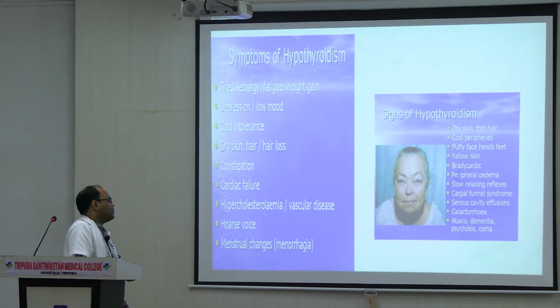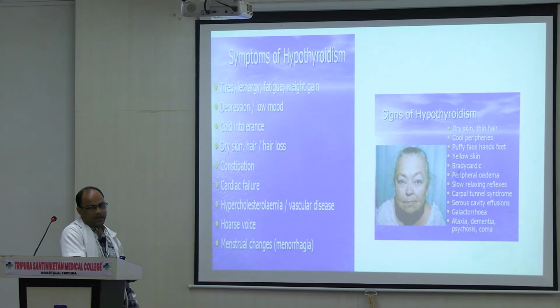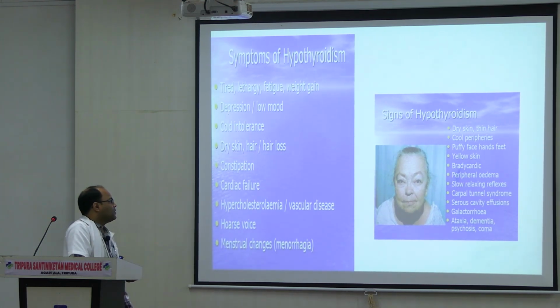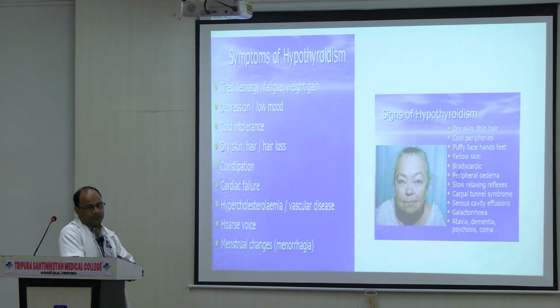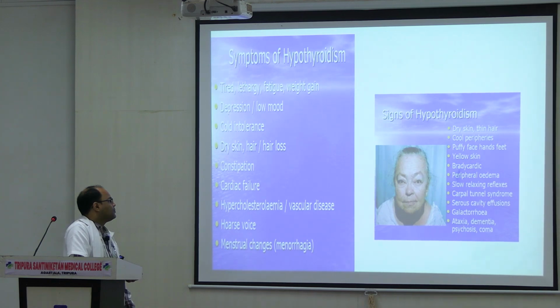Yellow skin, bradycardia. There we have tachycardia. Here we found bradycardia, resting bradycardia. Slow reflexes. Sometimes patients develop carpal tunnel syndrome. Sometimes patients develop serous cavity effusion. This is an extreme case of hypothyroidism.